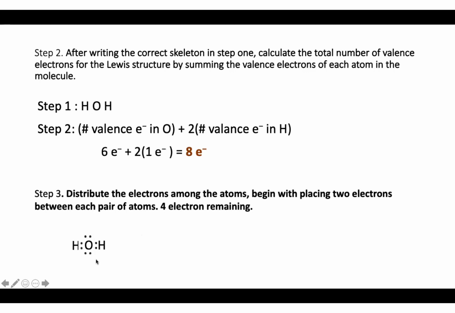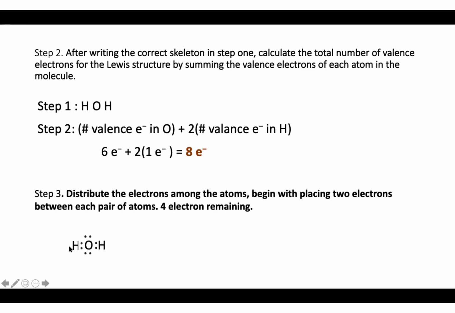You might ask, why don't they go to the hydrogen? Because hydrogen has only 1 valence electron, since it's group 1A, and it wants to reach the electron configuration of helium, which is 2 electrons. So it cannot make more than one bond, and we cannot put more than 2 electrons around hydrogen. So the only place left is the oxygen.